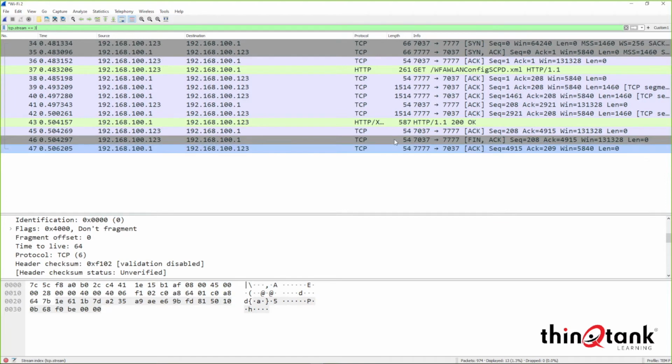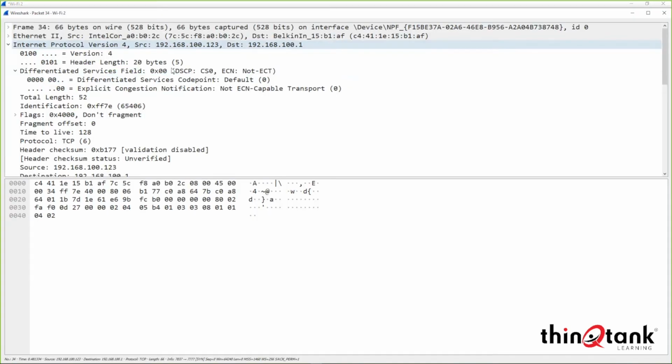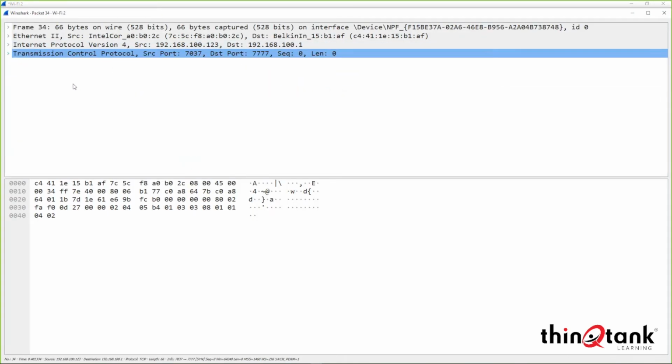If we look at this particular flow, we can see the 3-way handshake happening here. Let's open up the first one and take a look at what we're actually supposed to see here with regard to TCP.